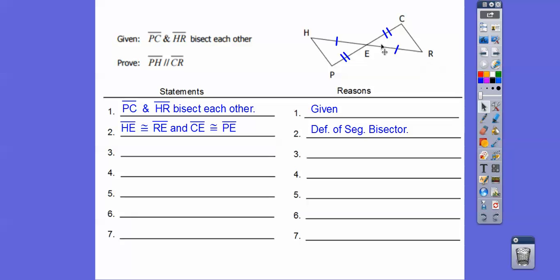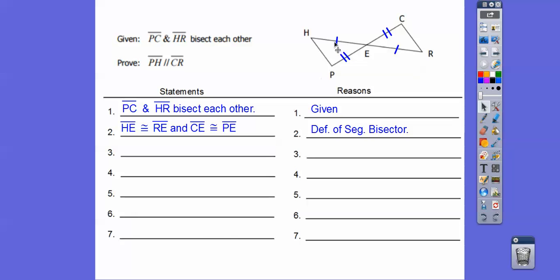Make sure you mark it so you can see how we're going to get side angle side. What I'm going to do is get this triangle congruent to this triangle, so I can say this angle is congruent to this angle by CPCTC, and these are alternate interior angles, and when they're equal, these lines are parallel. I'll show you that in just a second.